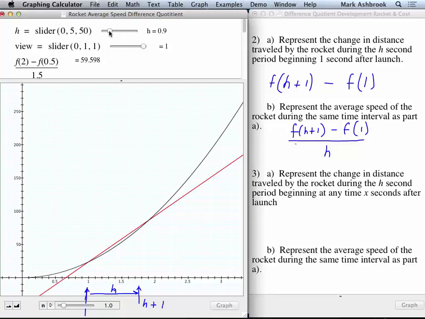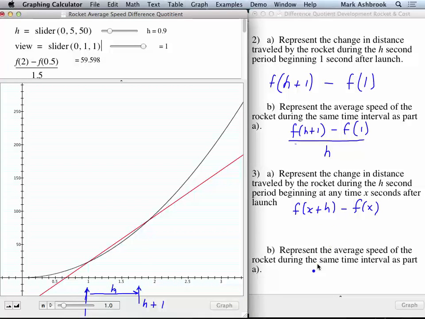What about now starting any time X and lasting H seconds? So now not only are we going to let that change in time vary, but we're going to let the starting time vary. And let that be any value X. So Aaron, did you get that? F of H plus X minus F of X. And that's the change in distance for starting at time X and lasting H seconds. Agree? Cool.